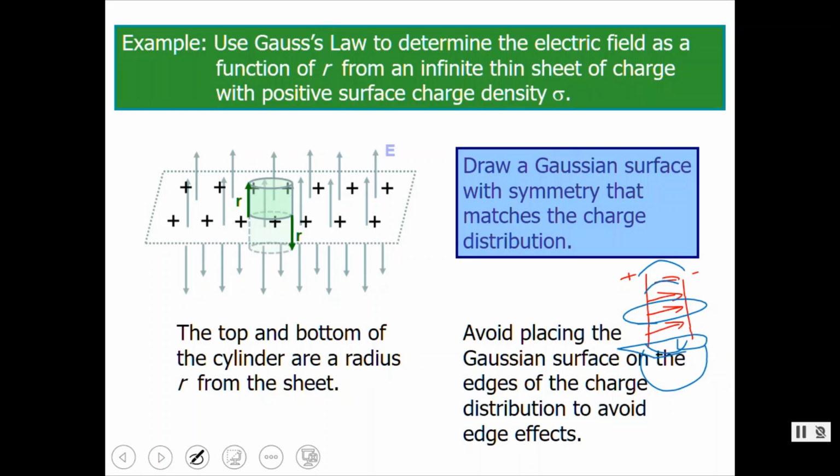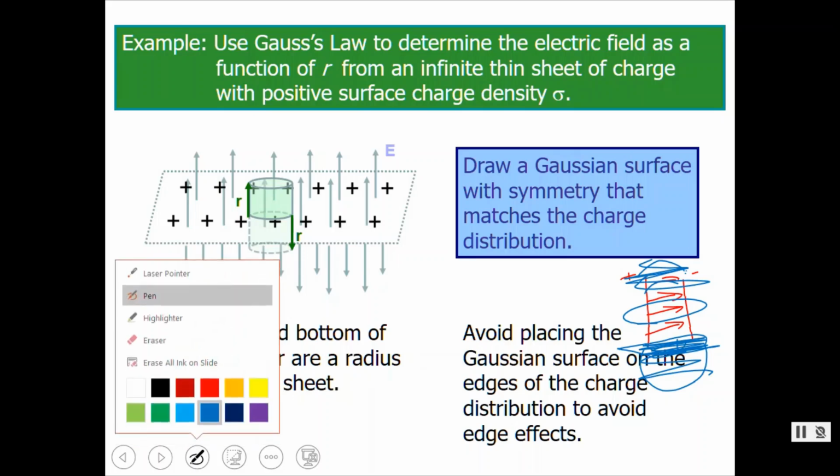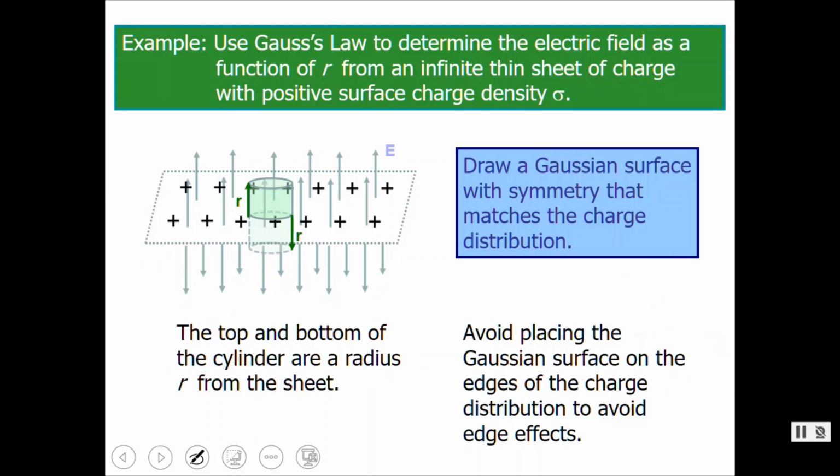I wouldn't want to choose the edge because what's going on at the edge would not be representative of everything else when we ignore the edge effects. Now, if I didn't want to ignore edge effects, then I would run into problems trying to solve this problem, because I'd have to consider the fact that I can't have these curved lines out here and straight lines in the middle. Technically, everything's curved. It would be a hot mess. So we like to ignore edge effects, so that we can assume that our surfaces are very nice and symmetrical with our field.